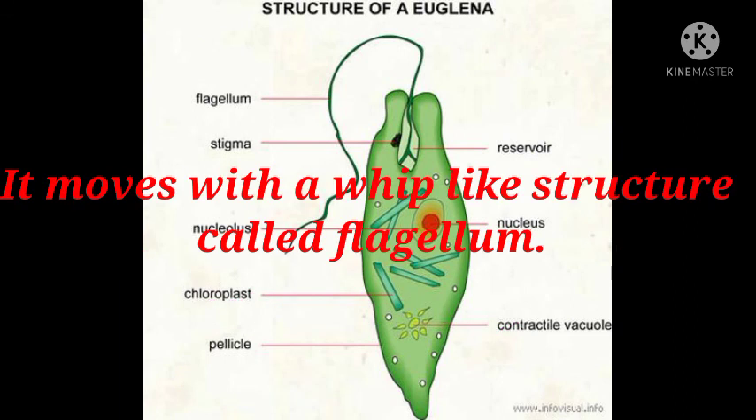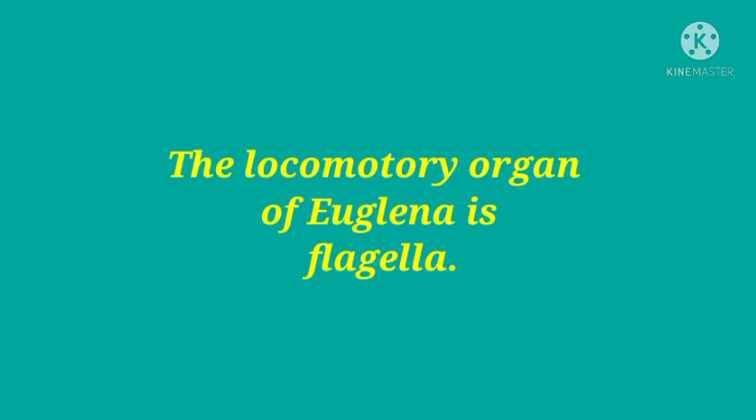It moves with a whip-like structure called a flagellum. This flagellum is the locomotory organ of euglena. It is the characteristic feature of animals. So that's why it has the characters of both plant as well as animal. So the locomotory organ of euglena is the flagellum. Flagella is the plural of flagellum.